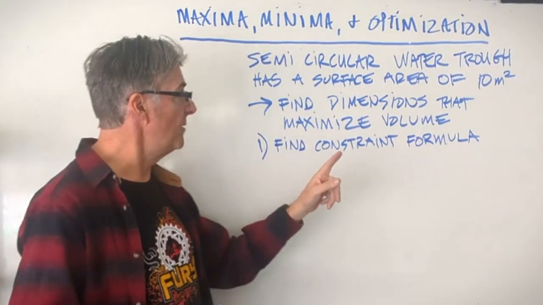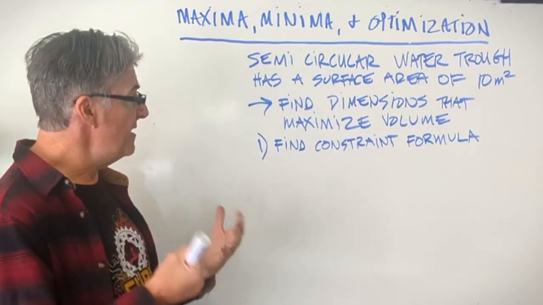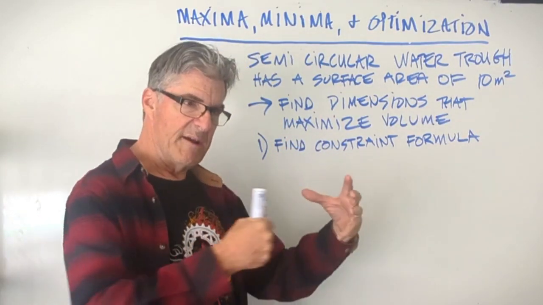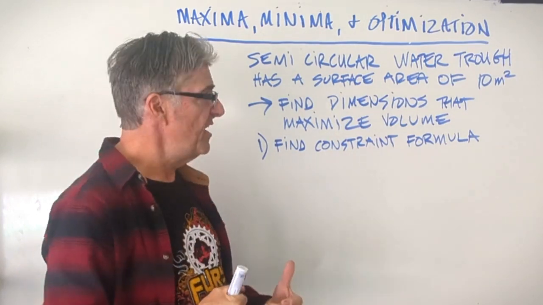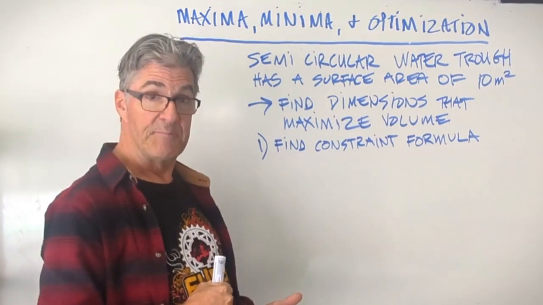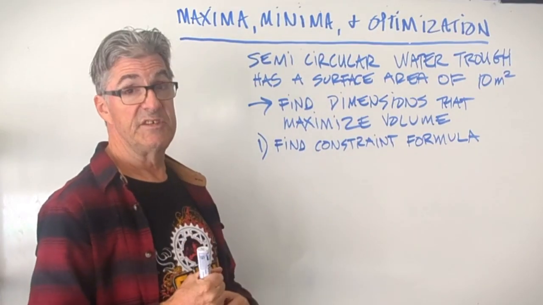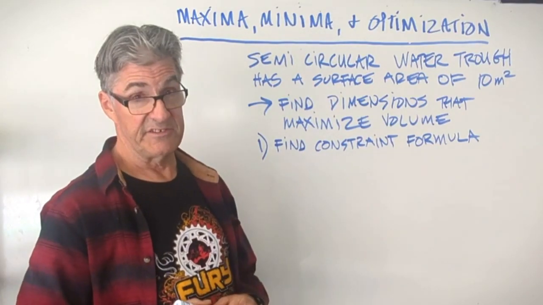Okay, so I didn't go over the prompt. Here is the prompt. Find the dimensions that maximize volume. So we know the surface area, but we want to construct this thing in such a way that it has the maximum volume. Okay, so constraint formula. Pause the video and see if you can come up with the 2 formulas that are important in this case.